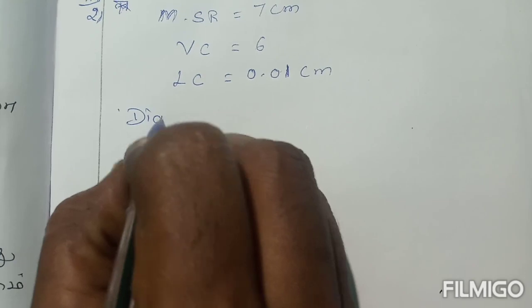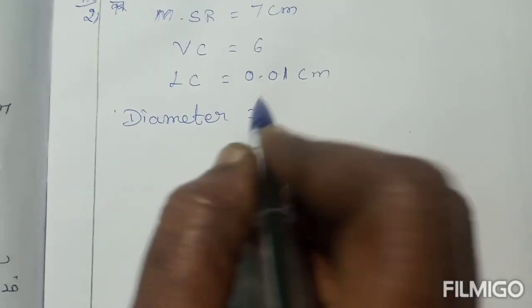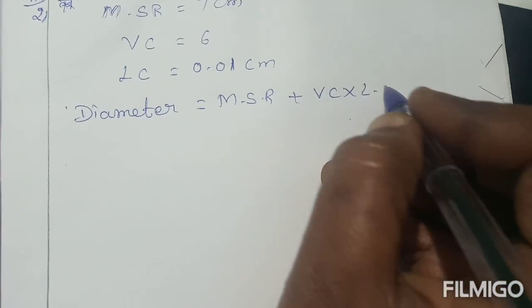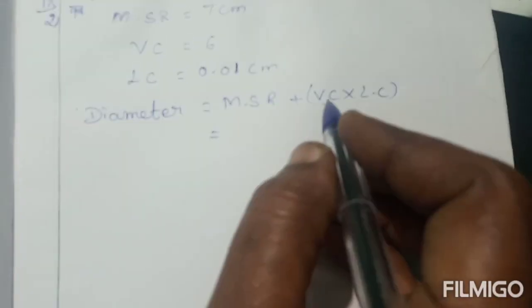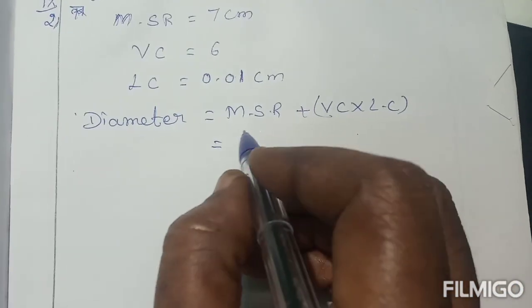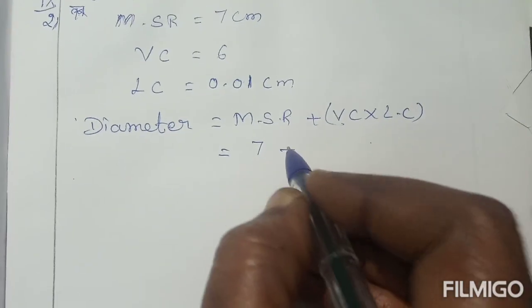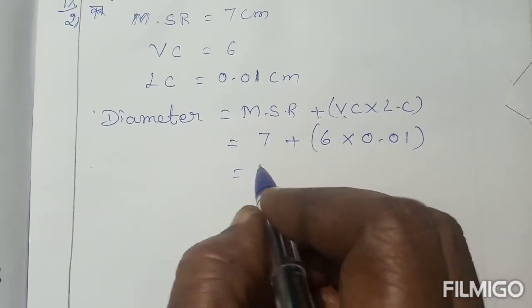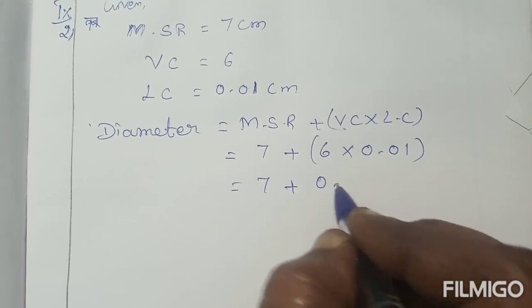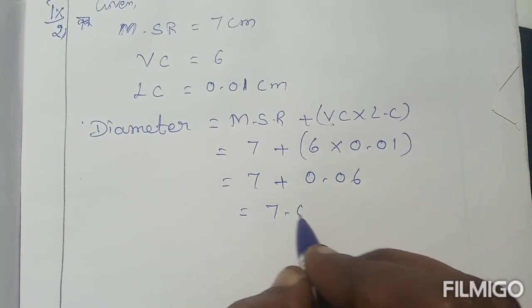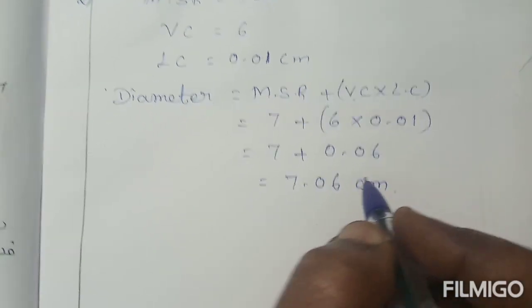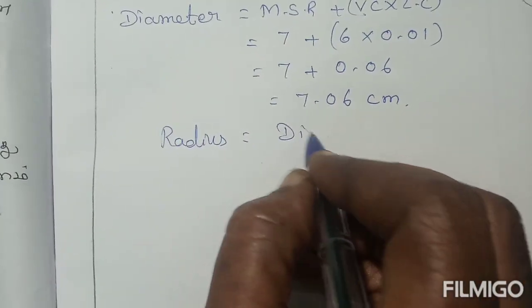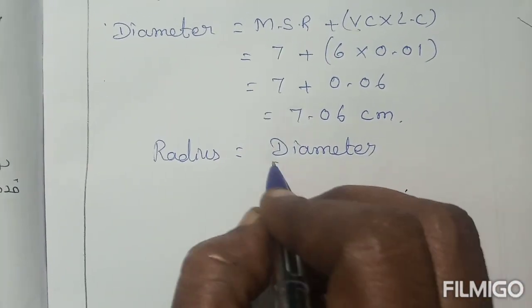Diameter equal to, what is the formula? MSR plus VC into LC. Here zero error is not given, so no need to write zero error. So what's the value? MSR 7 plus VC 6 into least count 0.01. So 7 plus, multiply, you will get 0.06, equal to 7.06 centimeter. Okay, what else do you have to find? Radius. So radius equal to diameter divided by 2.